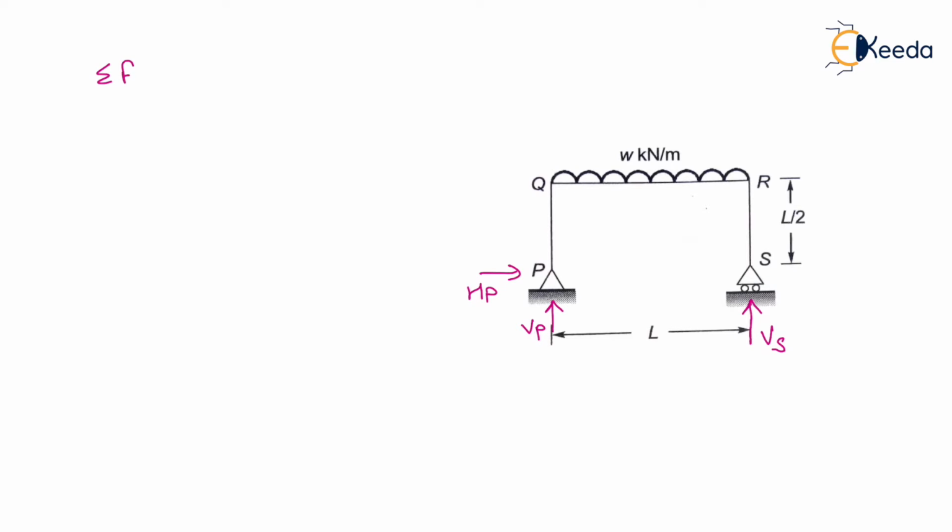summation of forces in the horizontal direction equals 0. Now in this frame there will be only one horizontal force acting, that is HP, so its magnitude will be equal to 0 kilonewton.